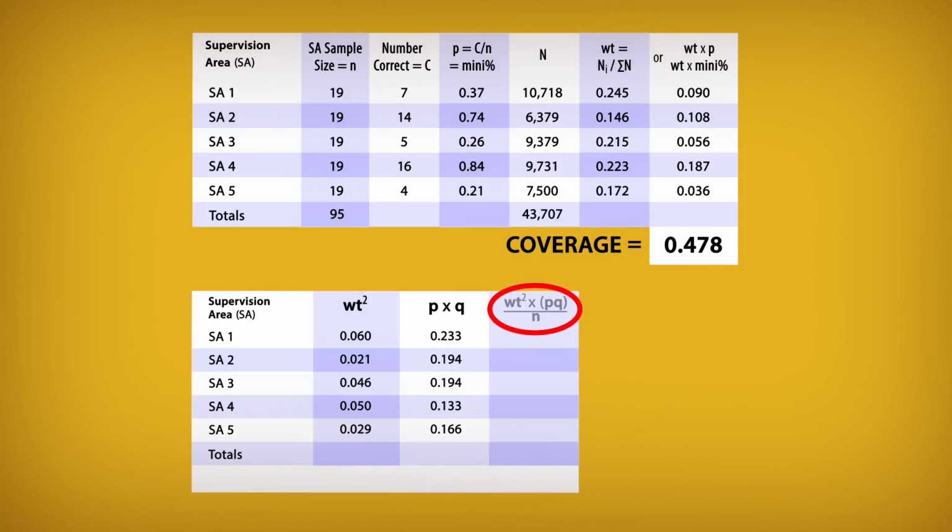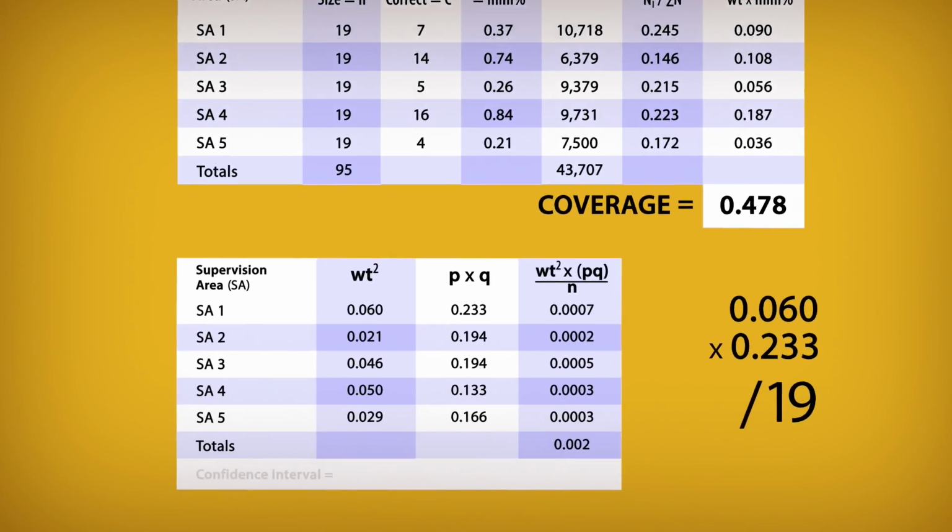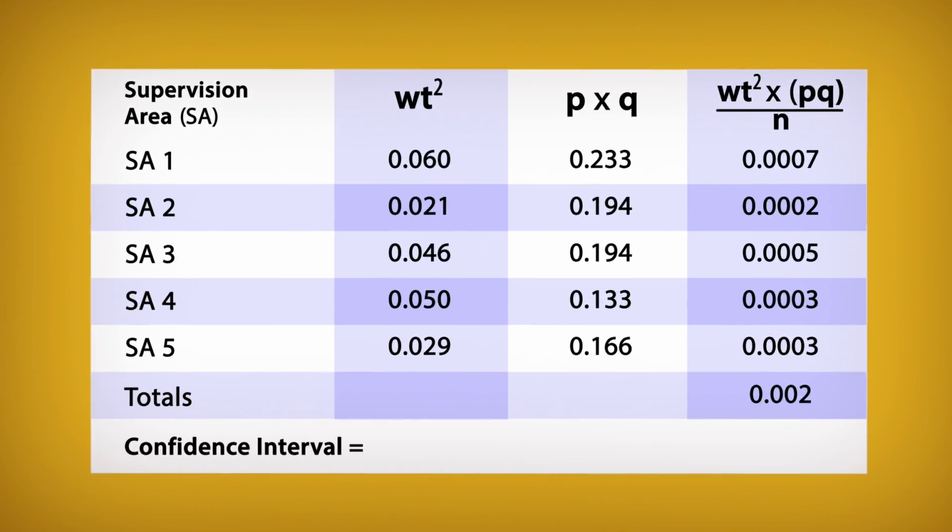The next column uses this little formula here. We multiply together the results from the last two columns and divide this total by n, the sample size. We've seen this is 19. The resulting numbers will be extremely small, so you'll need to use up to 4 decimal places. Add all these figures together and record the total at the bottom. Finally, we use this formula for calculating a confidence interval.